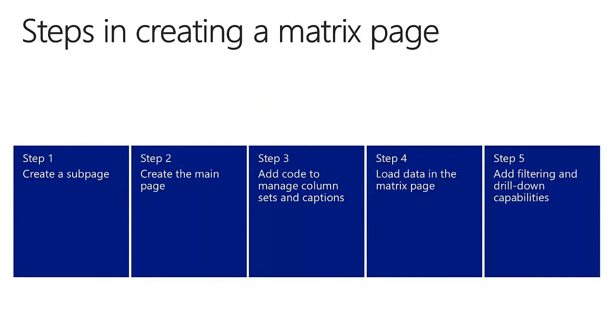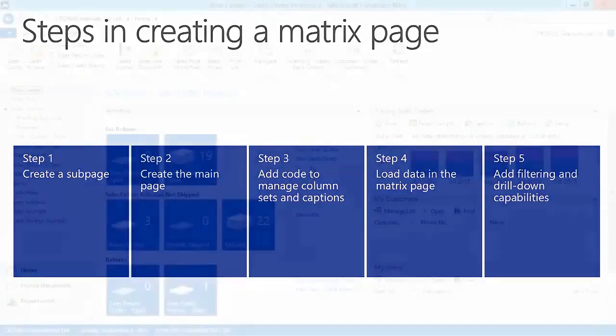In the first step, I will create a subpage, which will be the matrix itself. In the second step, I will create the main page, which will control the matrix subpage. In the third step, I will add code to manage column sets and captions in the matrix. In the fourth step, I will actually load the data into the matrix page. And finally, in the last step, I will add some filtering and drill down capabilities to my matrix page.